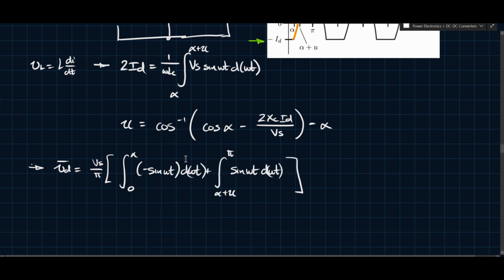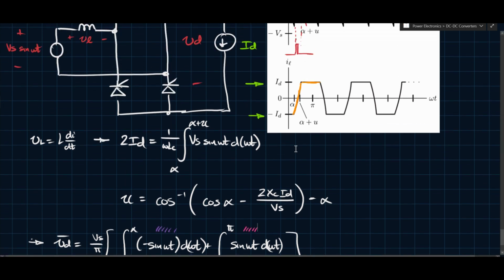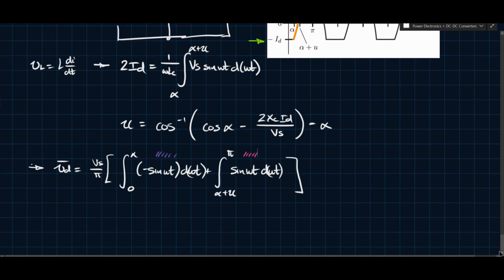That's the second part. So maybe we can put a purple like this, and then a pink like this. So that's the pink part, okay? So that's what you have. Is that what I did? That's what I did. Okay, good.